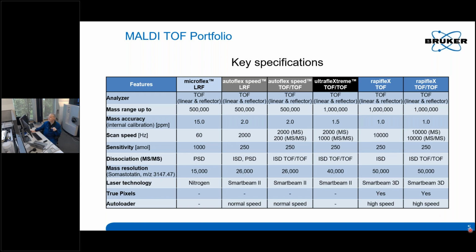And so the Rapiflex offers true pixels, which is about the smallest we can get, about a 5 by 5 micron square for your imaging needs, and a very high speed. And the Autoflex and the Ultraflex Stream can also.